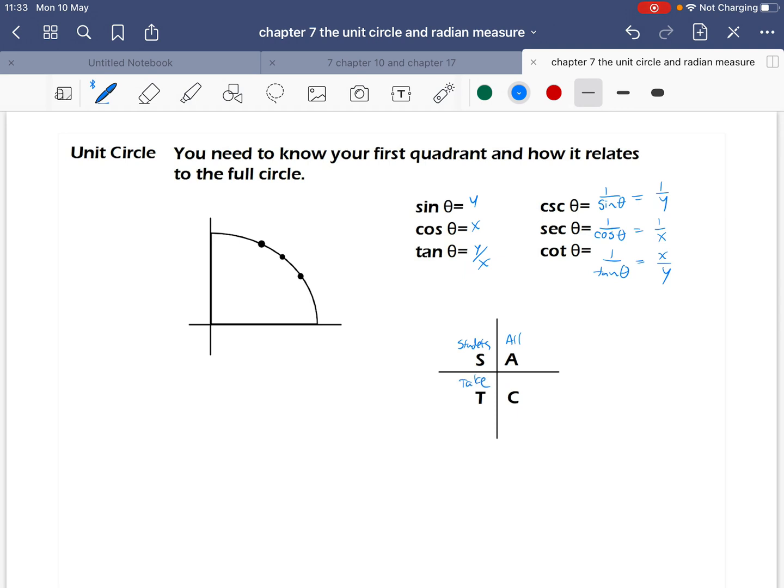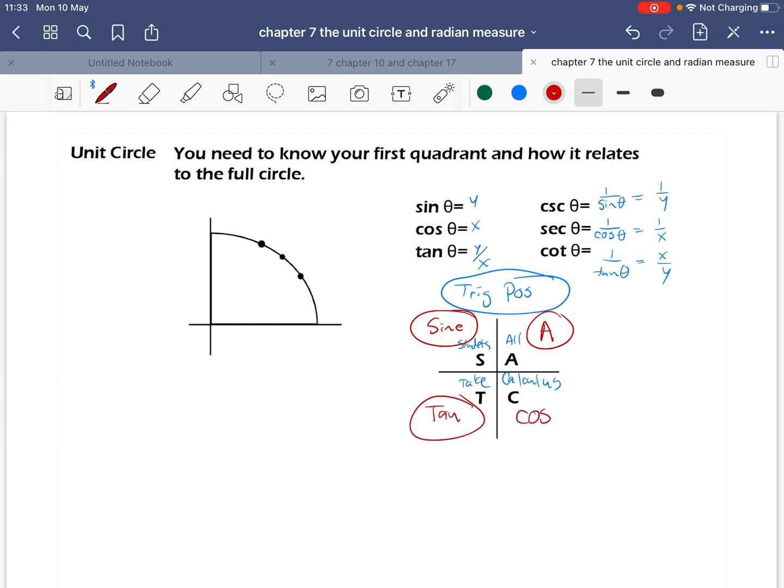This is our ASTC: All Students Take Calculus. That's the way we remember this. Okay, and this tells us trig positive. Okay, which trig functions are positive? So in this one, all of them are positive. This one, the sine is positive. This one, the tangent is positive. And this one, the cosine is positive.